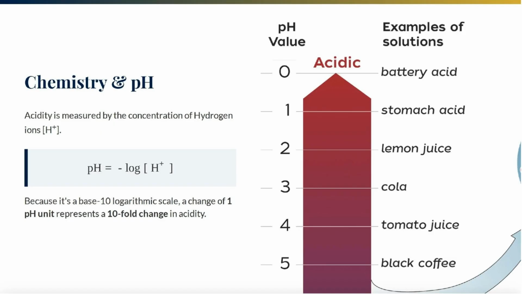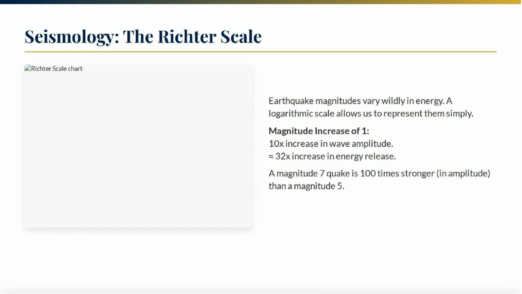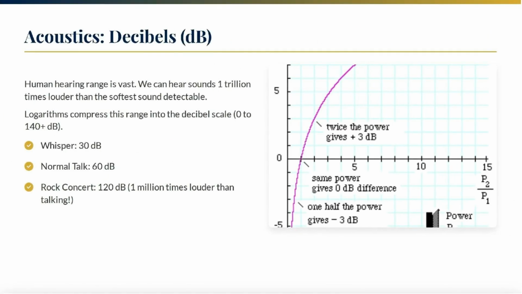In seismology, the Richter scale measures the magnitude of earthquakes using a base 10 logarithmic scale. This allows us to compare vast differences in energy release on a manageable numerical range. In chemistry, the pH scale uses logarithmic measures to determine the acidity or alkalinity of a solution, representing the concentration of hydrogen ions. Sound intensity is measured in decibels, which is also a logarithmic unit. This reflects how the human ear perceives sound, as our sensitivity follows a nonlinear logarithmic progression.